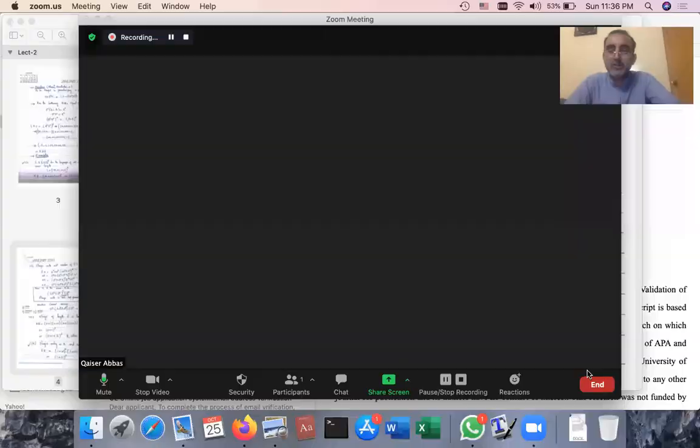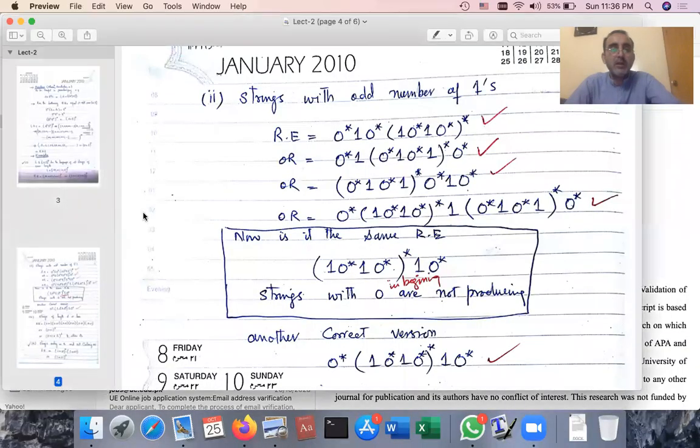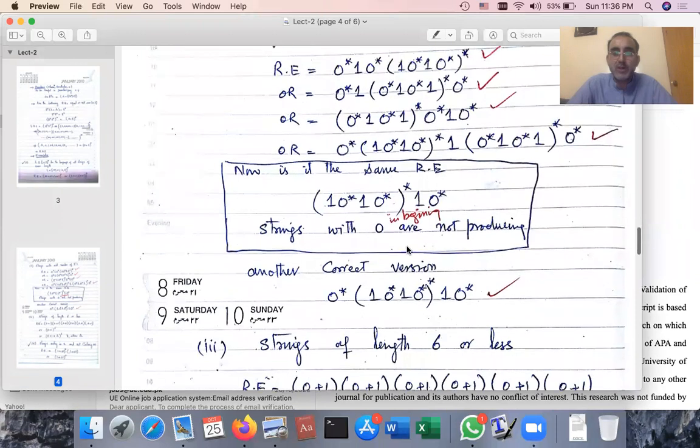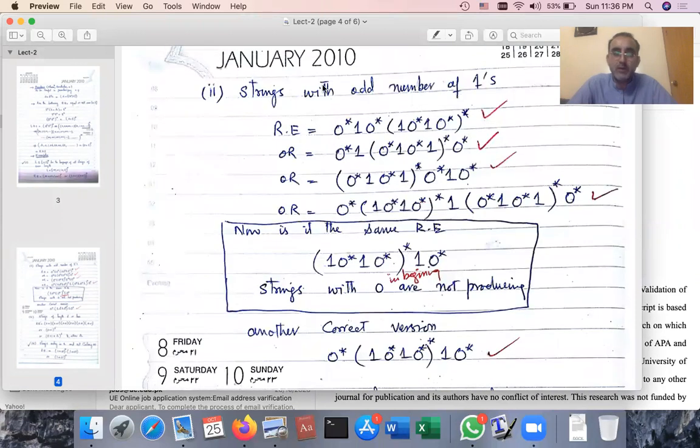Now I can share the screen again. So that's why strings with 0 in the beginning are not produced from this regular expression. So that's why this regular expression is false. This is also the correct version of the regular expression for this language, like the other regular expressions here.